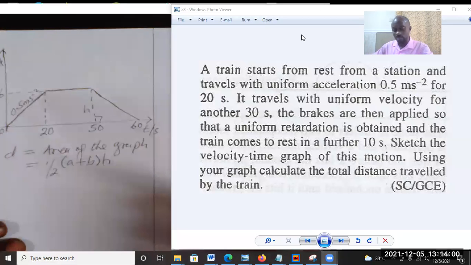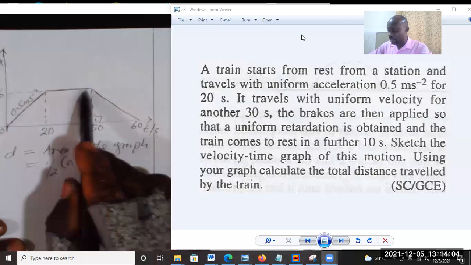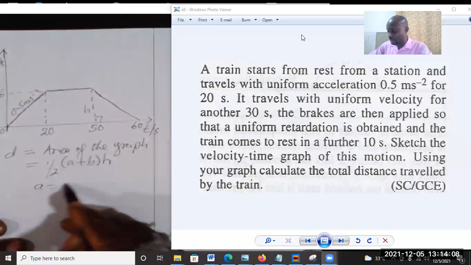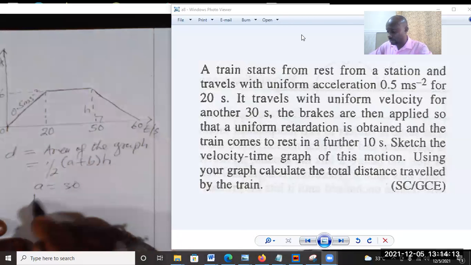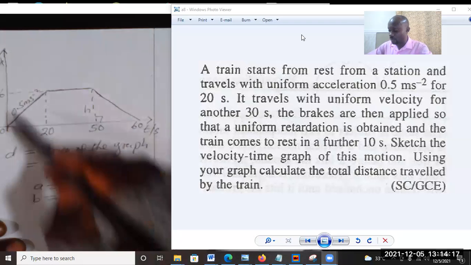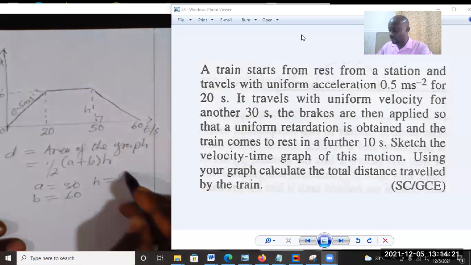Now let's extract the data here. A is the smallest side, that is 50 minus 20, which is 30. B, the largest, B is 60. The height, let's find V. The slope of a velocity time graph, we don't know the height for now. Let's look for V.